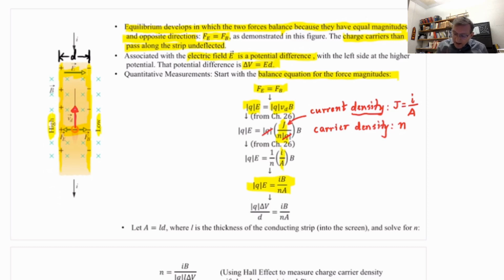Then we substitute that E equals delta V, potential difference, over that width distance D, and we get this expression. Now I want to talk about what that cross-sectional area A is. Well, my top-down view here on the left doesn't help me see what that is. So now what I need is an end view.